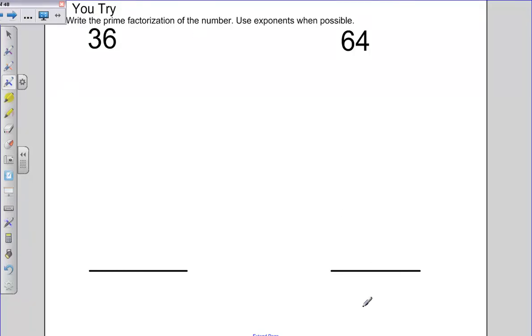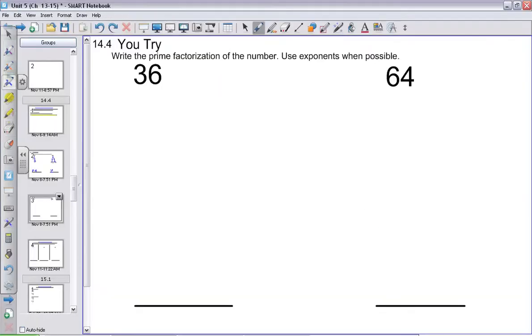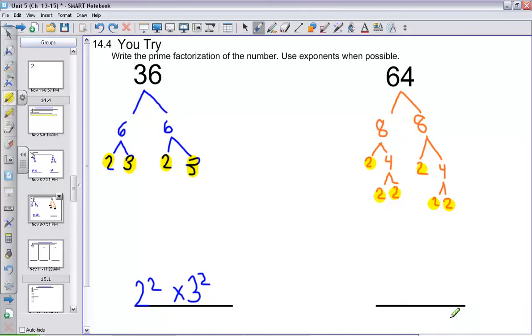Alright, next we're going to do a U-try problem. So you can pause the video right now and find the prime factorization of 36 and 64.